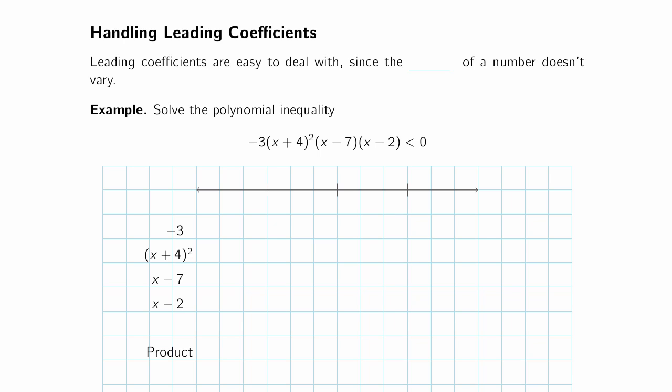The last thing that we might need to handle is a leading coefficient that's just written at the beginning. So a number that's just multiplied by the whole polynomial. These are actually really easy to deal with since the sign of a number doesn't vary. So any numeric factor with no variables in it is going to be either always positive or always negative.